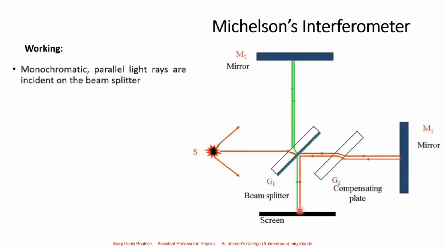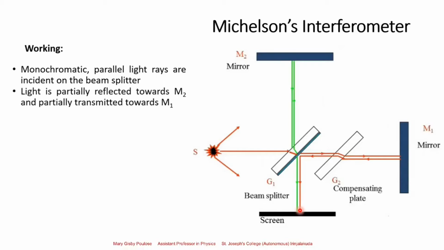Here, monochromatic parallel light rays are incident on the beam splitter. Light is partially reflected towards the mirror M2 and partially transmitted towards the mirror M1. Now, since we have two beams, one of the beams will always be taken as the reference beam and the other will be taken as the object beam. The reference beam will be kept stationary, whereas any changes or measurements are done in the object beam.